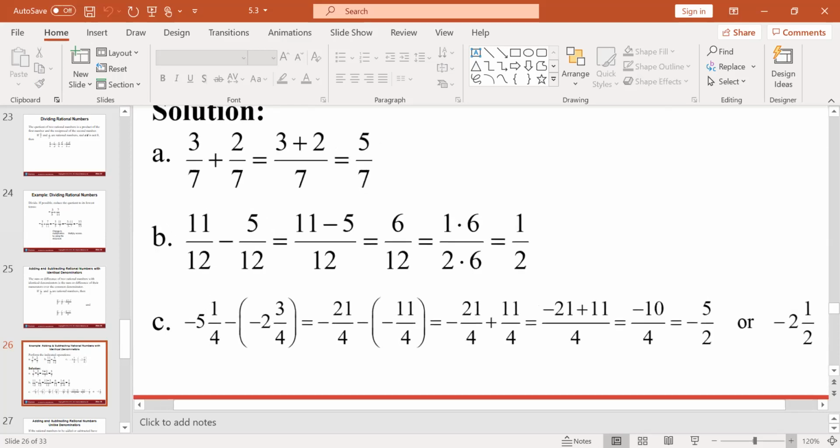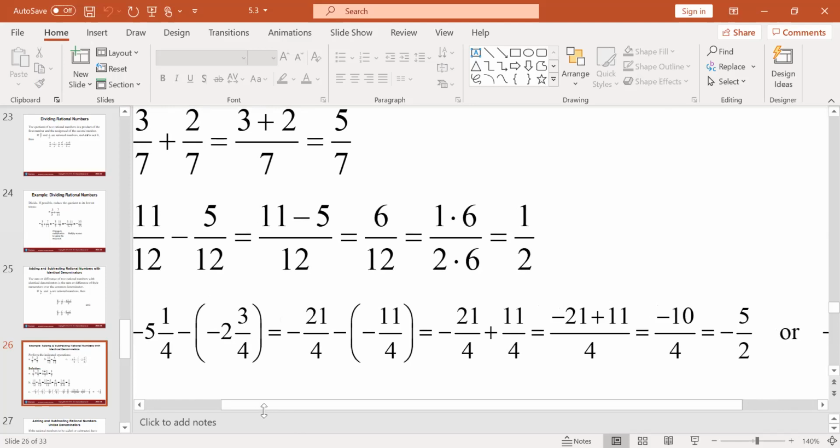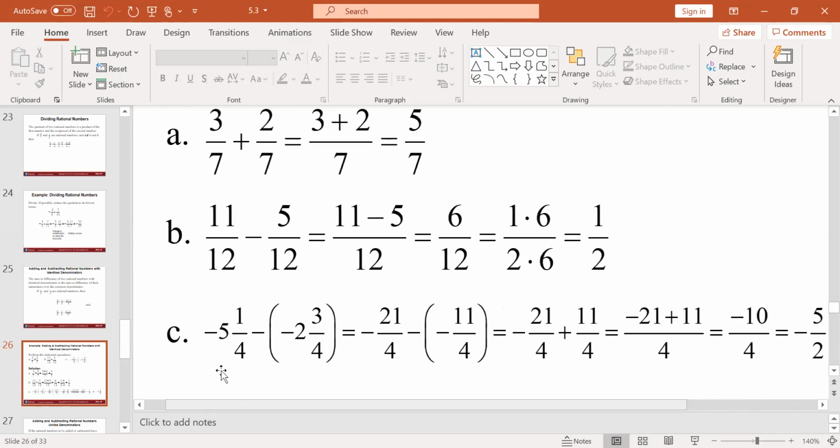So zooming in on -5 1/4, you would do 5 times 4, which is 20. Add 1 to it, you'd have 21 over 4. And that's what they get here, and then they just maintain the negative sign they already had. Two and 3/4, you do 4 times 2, which is 8. 8 plus 3 is 11, so you'll end up with 11 over 4. And now we're doing -21 over 4 minus -11 over 4.